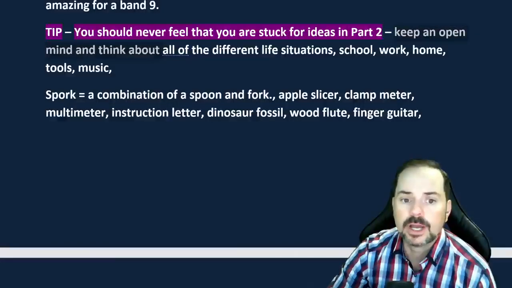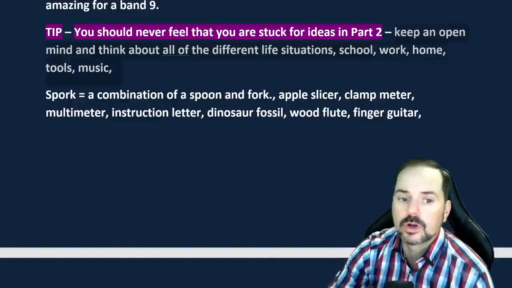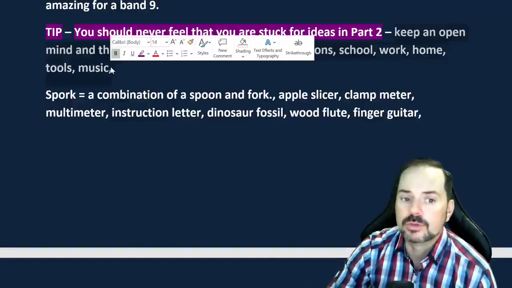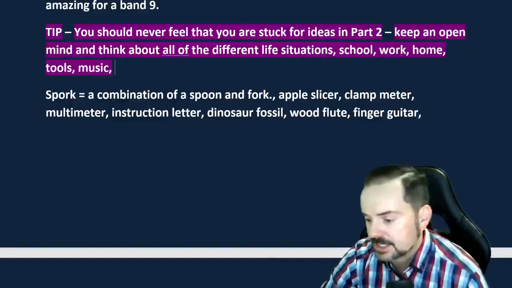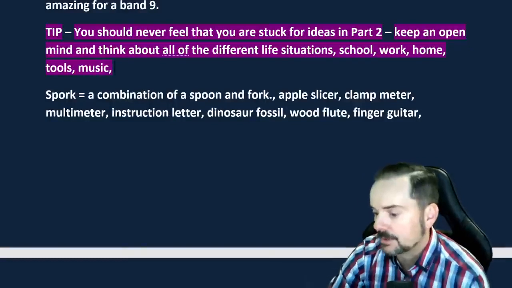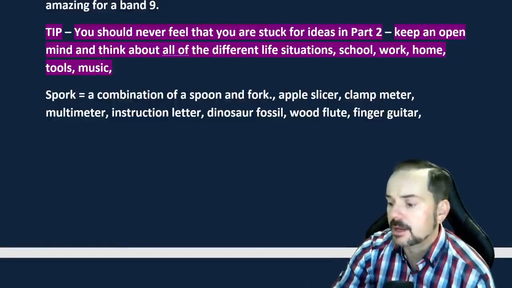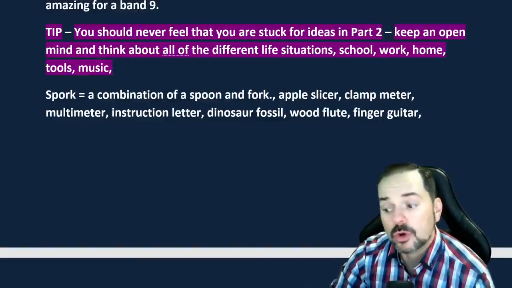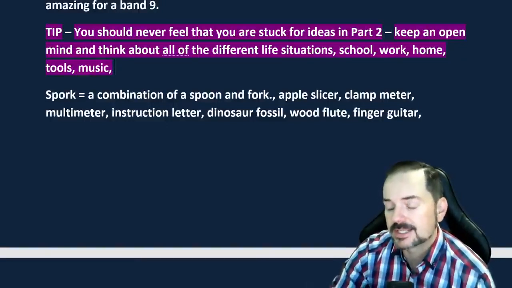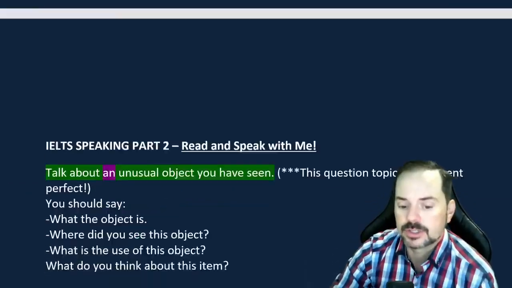Keep an open mind and think of all the different situations in life: school, work, home, tools, music, eating. Visualize these. Okay, stay calm and visualize these. Okay, Lamia, they usually don't repeat. They might ask similar questions, but part 2 usually does not repeat.